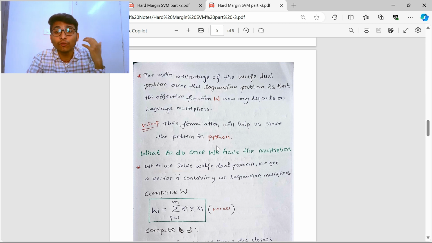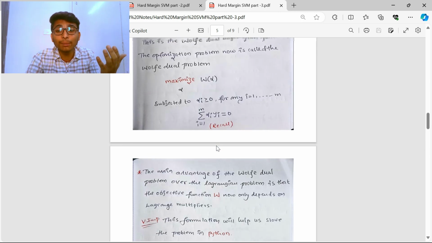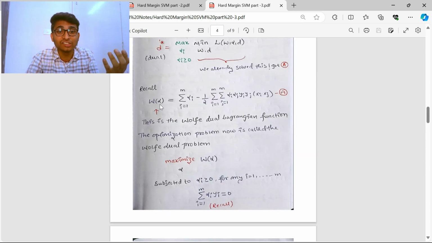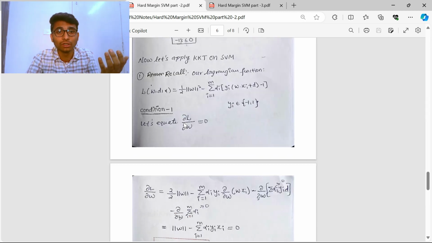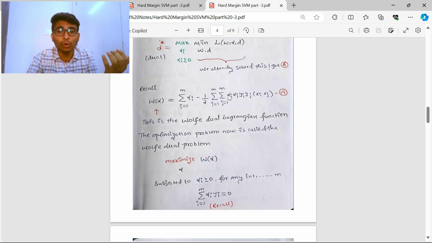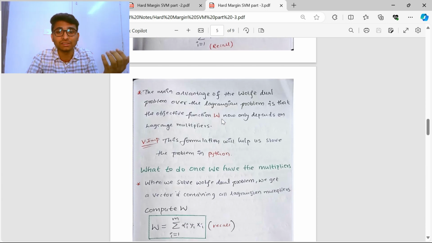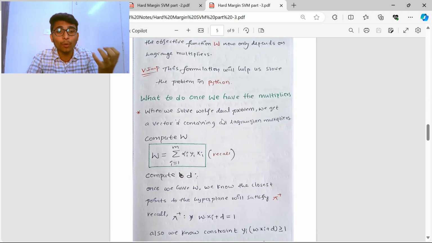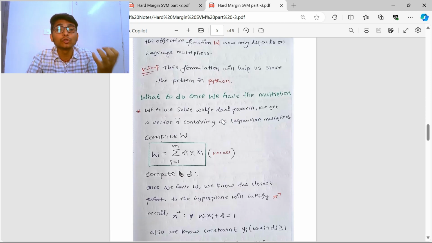The main advantage of the Wolfe dual problem over the Lagrangian problem is that the objective function W now only depends on the Lagrange multipliers. See guys, it's now W of alpha, not the W L of W comma D before. See here, it was depending on W, D, and alpha. Now W depends only on alpha, the Lagrange multipliers. That's our main advantage now. The very important point is that this formulation will help us solve the problem in Python. I told you, we want an algorithm to solve for the Lagrange multipliers and to get them.